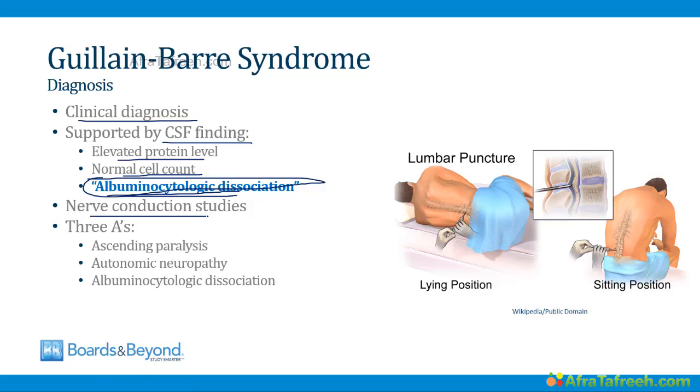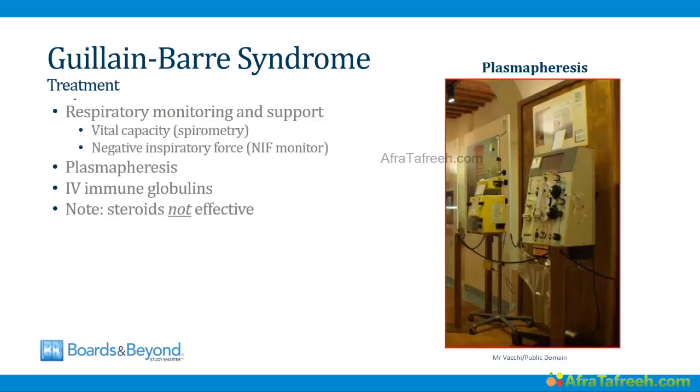Guillain-Barré syndrome. And the mnemonic most people use to remember the classic findings in Guillain-Barré are the three A's: ascending paralysis, autonomic neuropathy, and albuminocytologic dissociation. Let's talk about the treatment of Guillain-Barré syndrome.